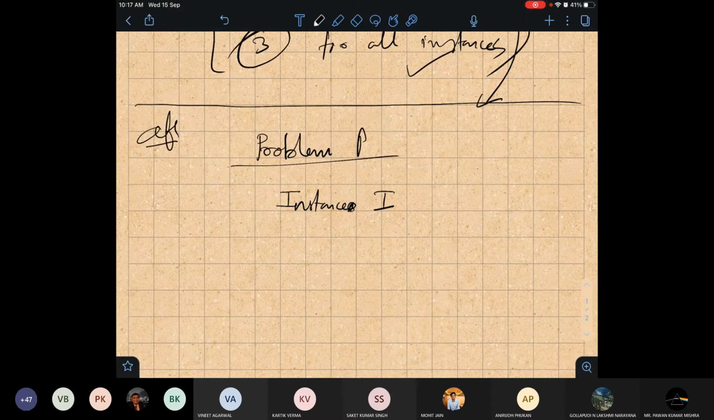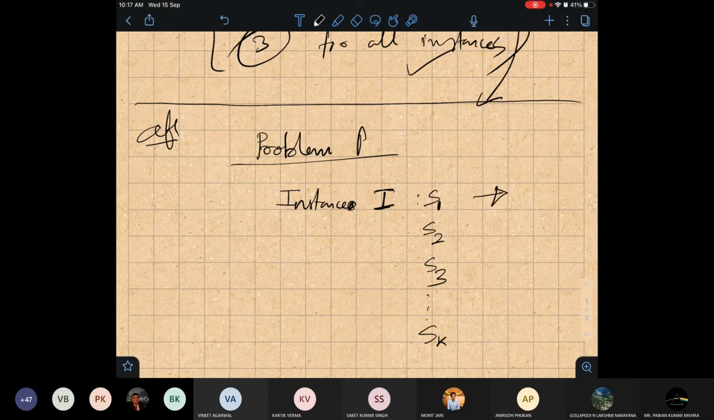This instance can have many solutions. These are the solution set, and each solution has some cost. I will explain what this is.